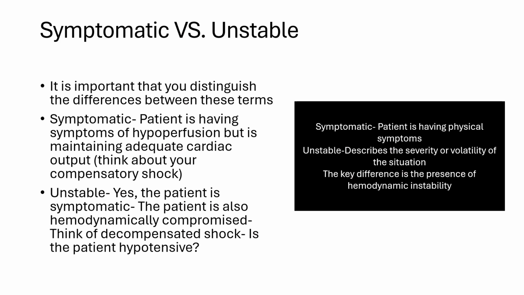Unstable is going to be focused on the severity or volatility of that situation. Is it life threatening? If action is not performed now, are there going to be life threatening outcomes? So just remember the difference between symptomatic and unstable goes back to, is that patient hemodynamically stable? Are they perfusing their organs? Are they hypotensive? Go back to the hemodynamics.